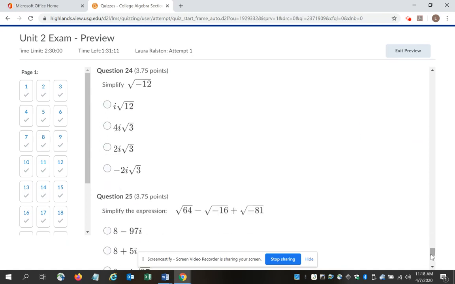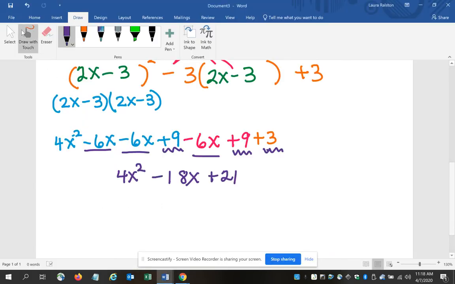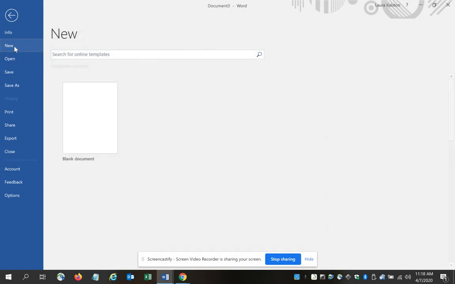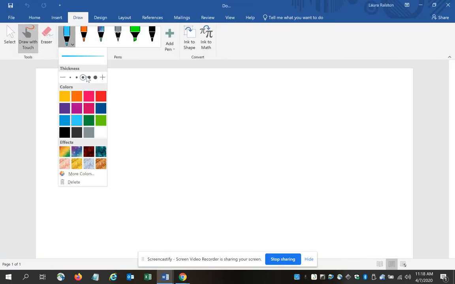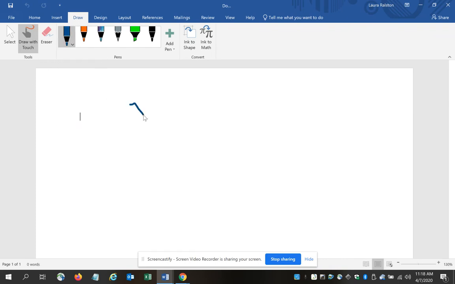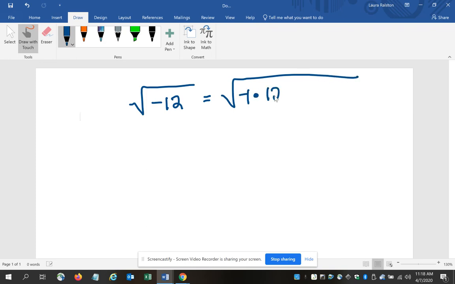All right, the square root of -12 may not be as obvious, so let's go over to a sheet of paper. Okay, let me get a clean sheet. And let's talk about the square root of -12. First off, if you want to break this apart, you can. So I would have -1 times 12. And I know because of the -1 under the radical, I'm going to have an i. So I get i square root 12.